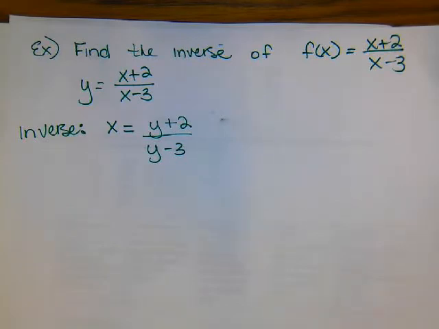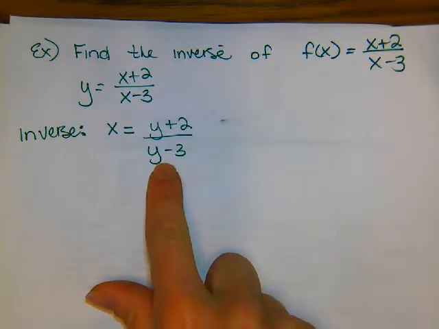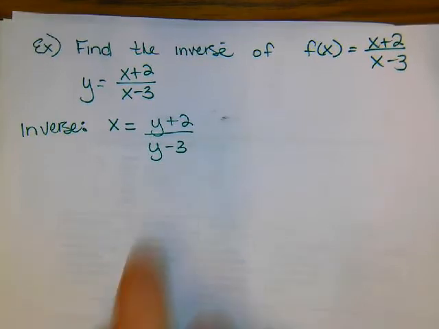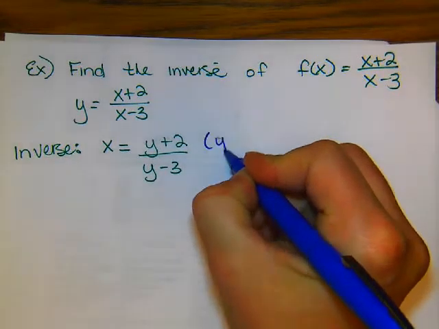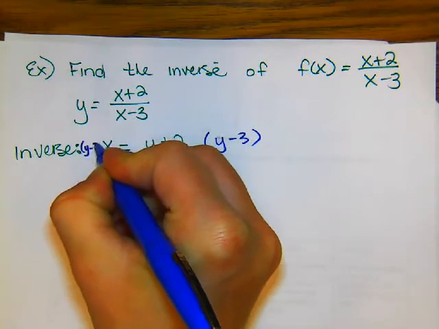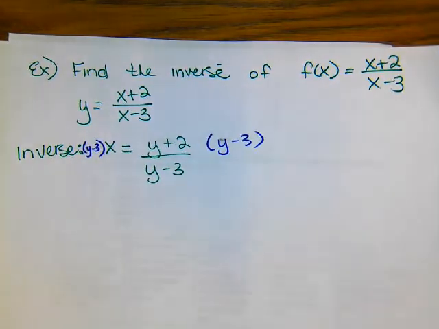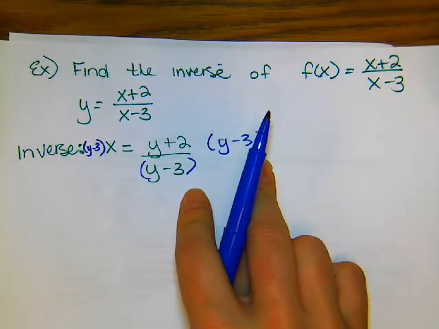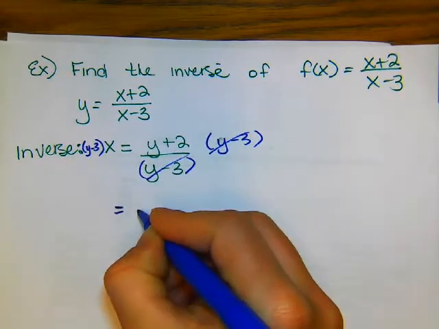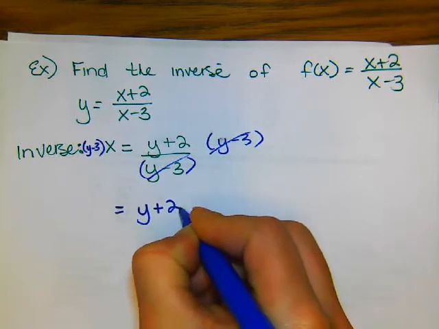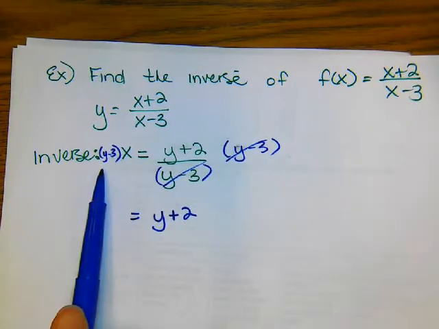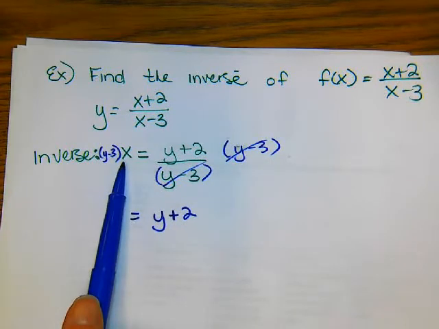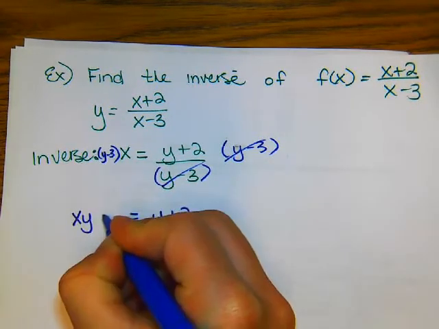Okay, here's what I'm going to do. I am going to try to gather all the y terms on one side, but I cannot have one on the bottom of the fraction, so I am going to multiply both sides by y minus 3. Alright, so what happens over here then? Cancel. So on the right side I just have y plus 2. Now here, if I would distribute the x, I would have xy minus 3x, correct?